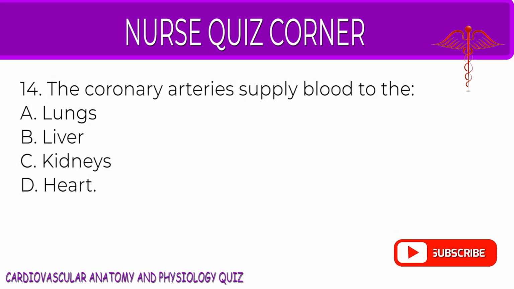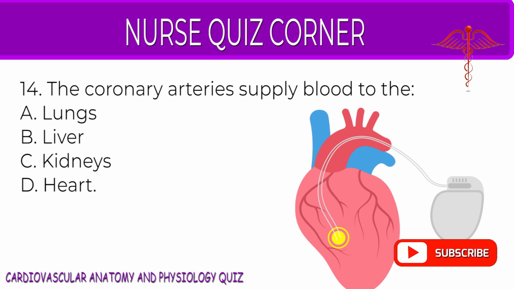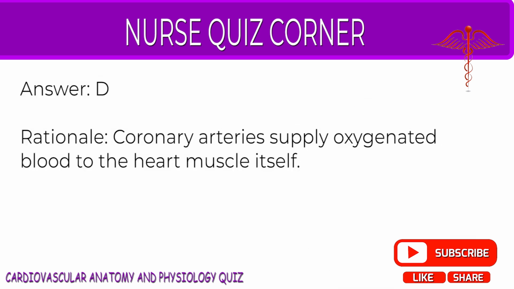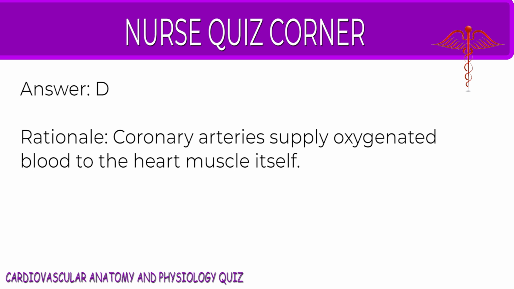14. The coronary arteries supply blood to the A. Lungs. B. Liver. C. Kidneys. D. Heart. Answer D. Rationale. Coronary arteries supply oxygenated blood to the heart muscle itself.